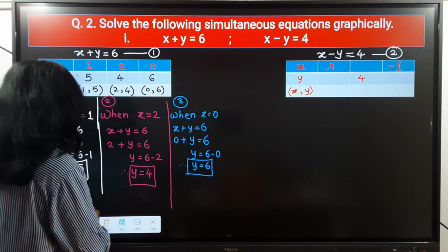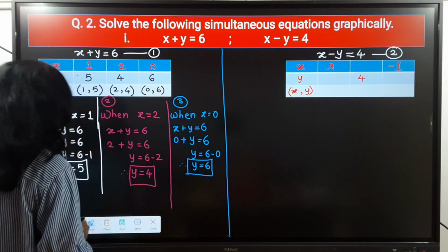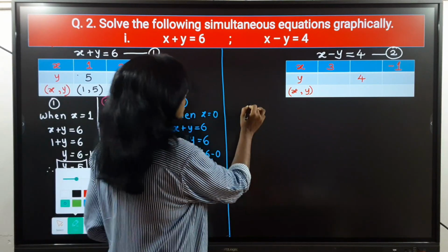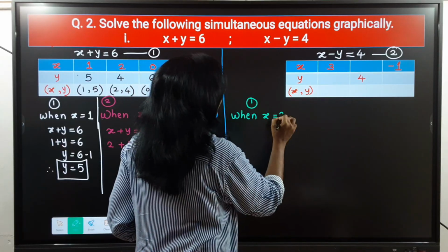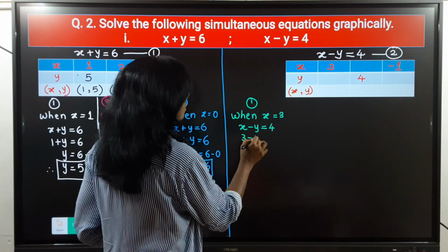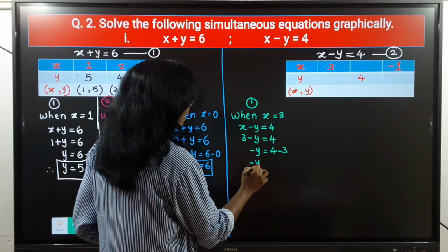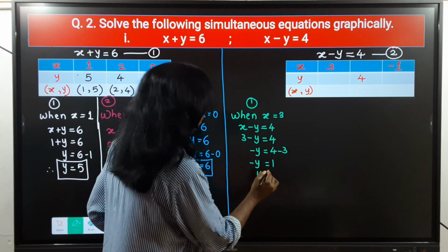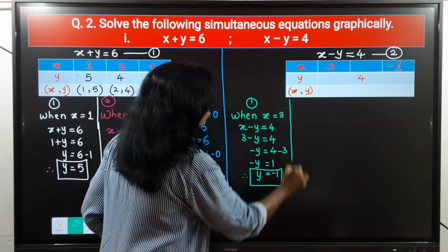Then for the next equation students, I fill in the empty part. When x is equal to 3, the equation is x minus y is equal to 4. So 3 minus y is equal to 4. Therefore minus y is equal to 4 minus 3, which is 1. Therefore shifting the minus sign to the right hand side, y is equal to minus 1.